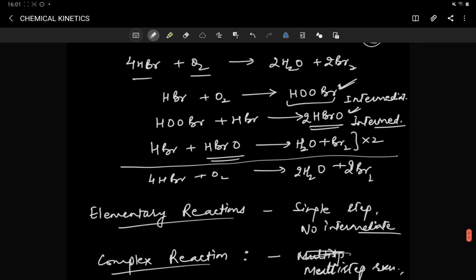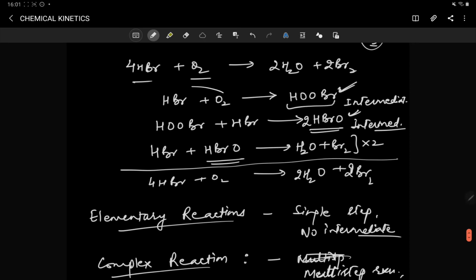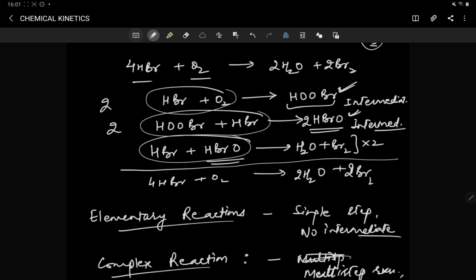If we talk about the first step, here the molecularity is 2. If we talk about this step, then again the molecularity is 2. If we talk about this step, then again the molecularity is 2. So what I am trying to tell is that the molecularity of a complex reaction is not for the overall reaction, it is for each and every step. So that is how we can do molecularity.